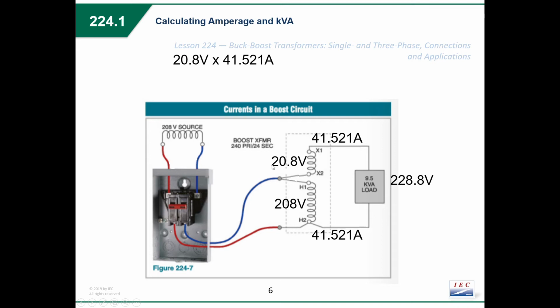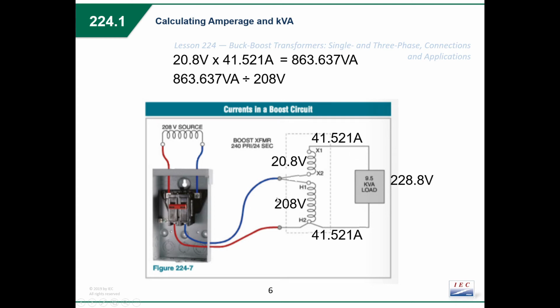So we already said it's 20.8 volts, it's 41.521 amps. We can use Ohm's law, volts times amps equals volt amps. So this coil is going to see 863.637 volt amps, right? Now remember, back to that first slide, this coil is going to see and be rated for the same amount of volt amps.